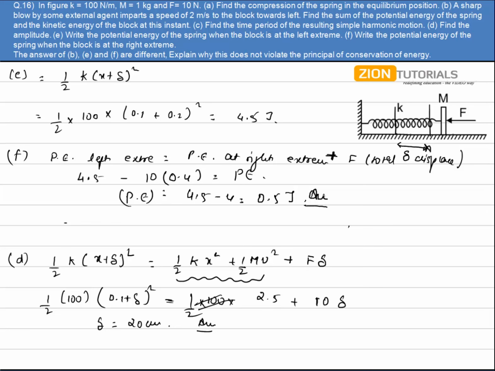Now it is asked why the answers of B, E and F are different. Why is this happening? Because although the principle of conservation of energy is applicable, an external force is constantly acting throughout the motion. So even though the principle of conservation of energy is applicable, there is an external force acting. Therefore the potential energy or the total energy at points B, E and F are different.